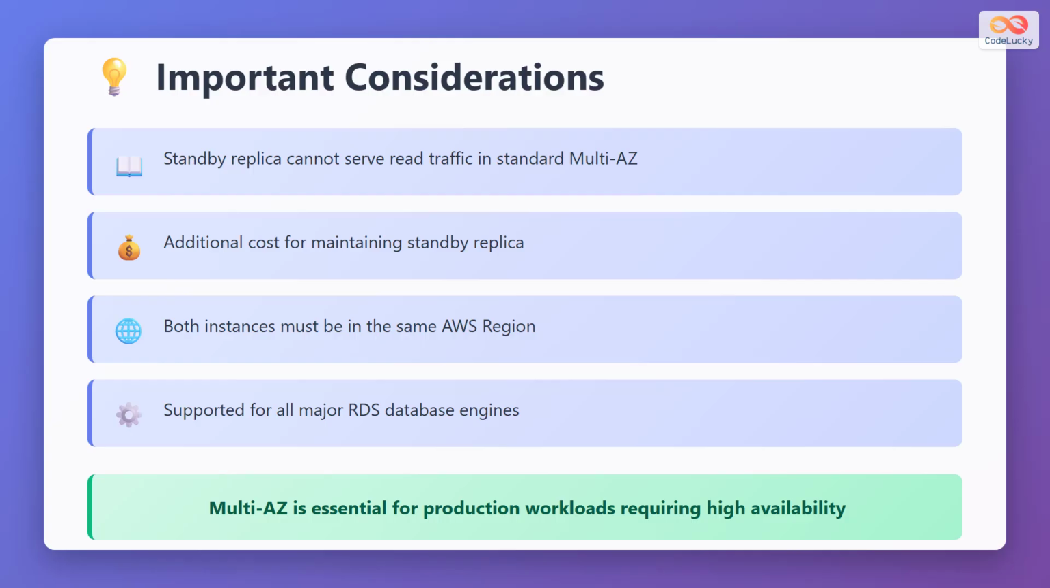Before implementing Multi-AZ, keep these important considerations in mind. First, in standard Multi-AZ deployments, the standby replica cannot serve read traffic. It's purely for failover purposes. Second, there's an additional cost for maintaining the standby replica in a separate availability zone. Third, both the primary and standby instances must be in the same AWS region. They cannot span across different regions.